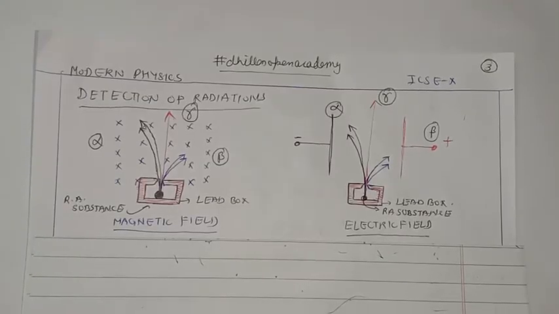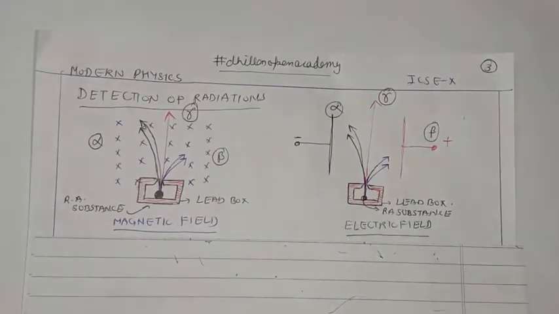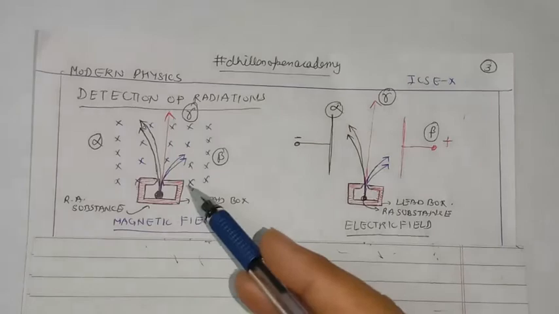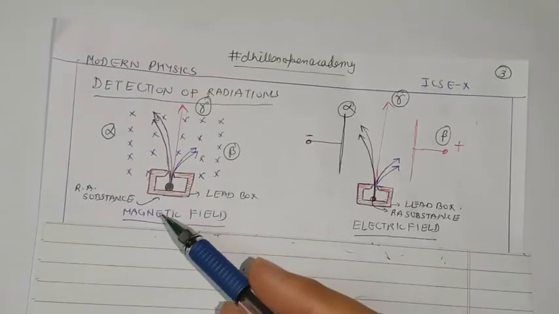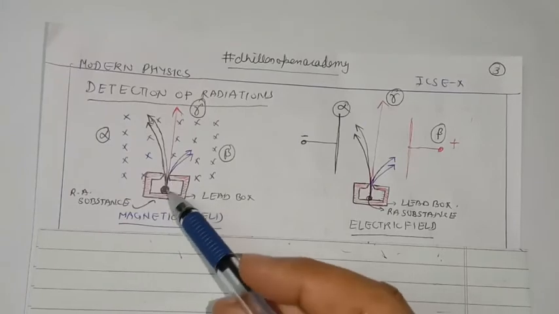Next, detection of the radiation. Alpha, beta and gamma. Alpha and beta are charged radiations, but gamma is a neutral radiation, so we can detect them by applying a magnetic field or electric field. The cross sign here shows a magnetic field being applied, which is perpendicular to the paper, pointing in the downward direction.